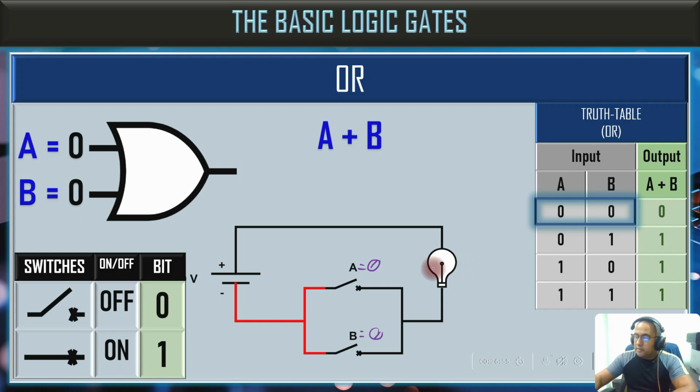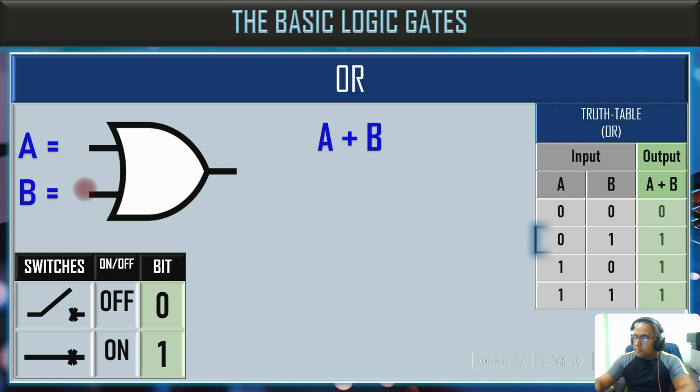Okay, the light bulb remains off because both switches are off. This demonstrates that the input combination 0 OR 0 results in an output 0. Okay, guys, very easy. Now, look at the second input combination, 0 OR 1.